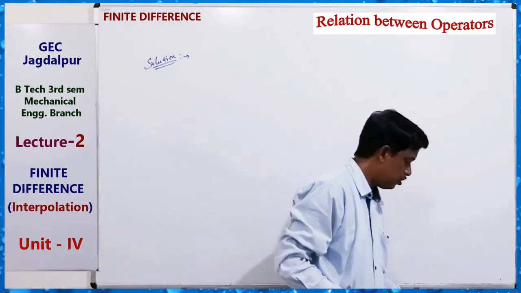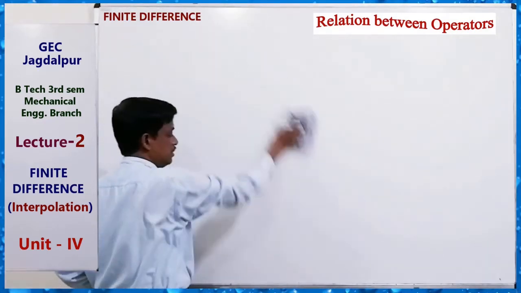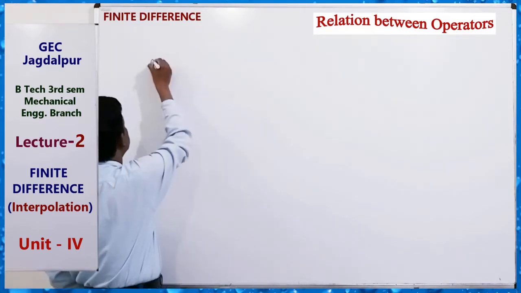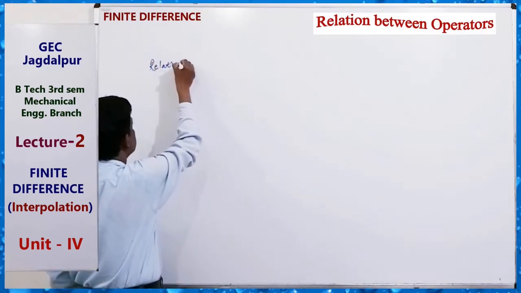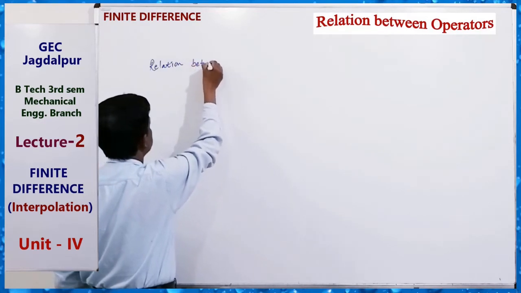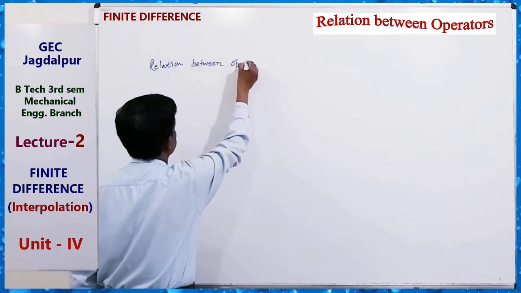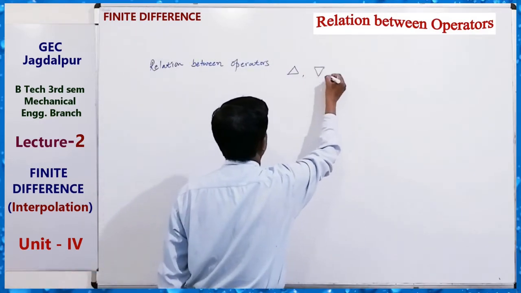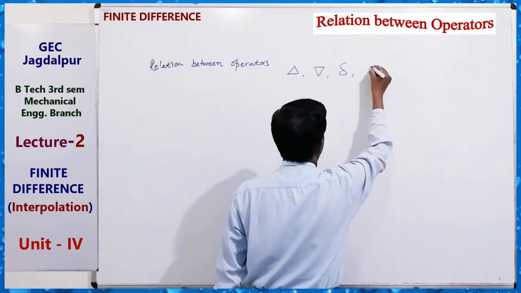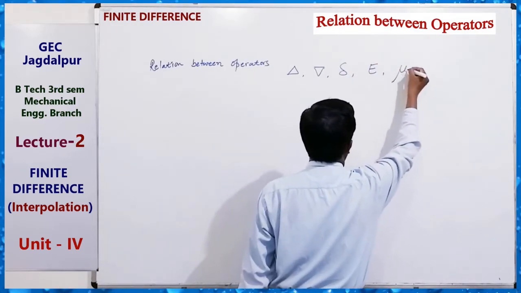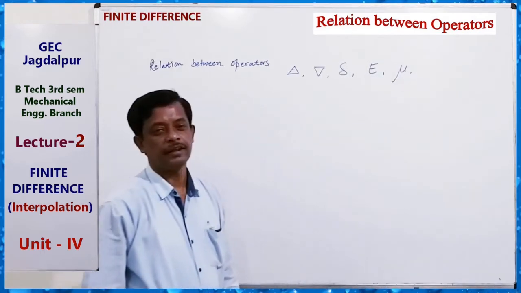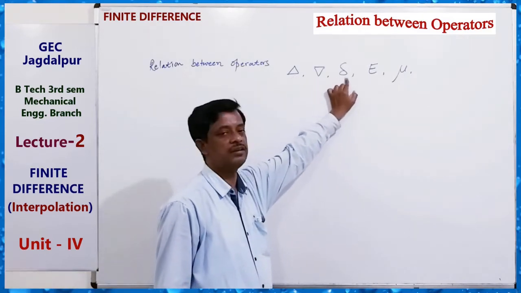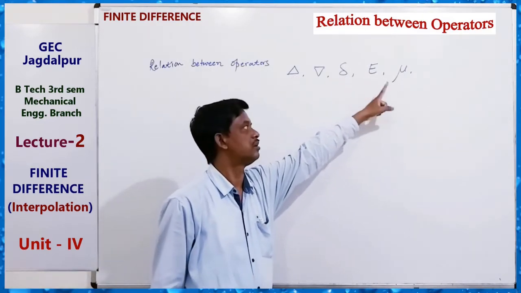Here, relation between operators. There are two operators also. Now, relation between operators del, backward del, central del, E and mu. There are 5 operators: forward operator, backward operator, central difference operator, shifting operator, average operator.